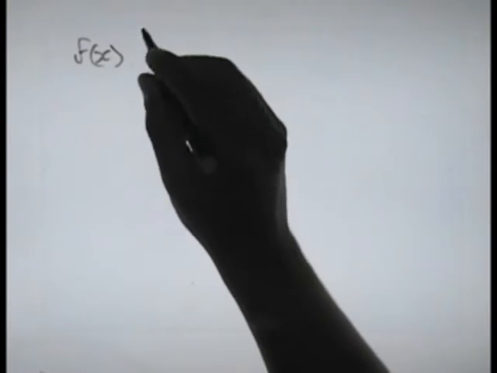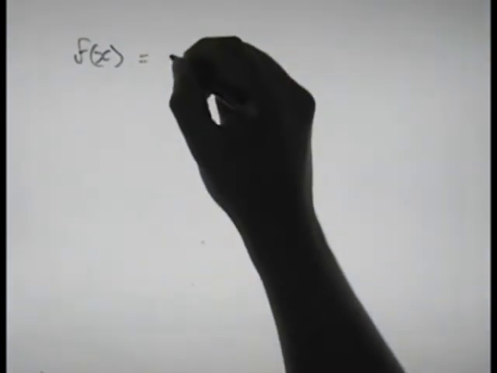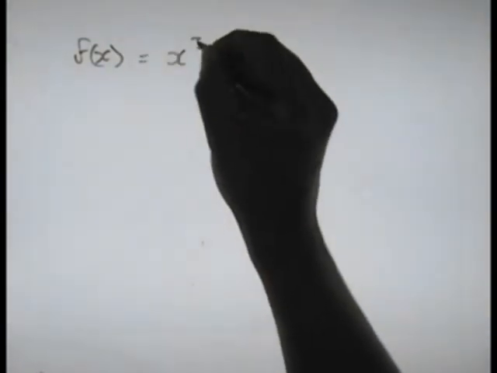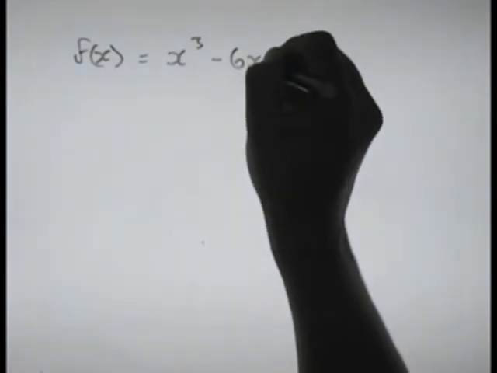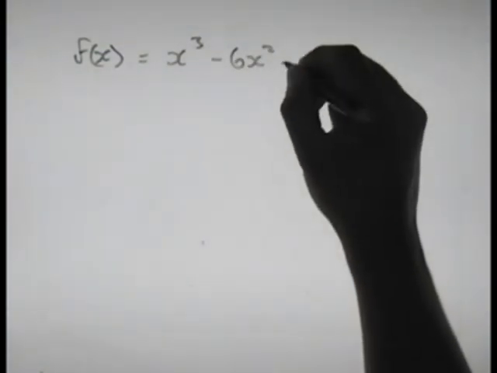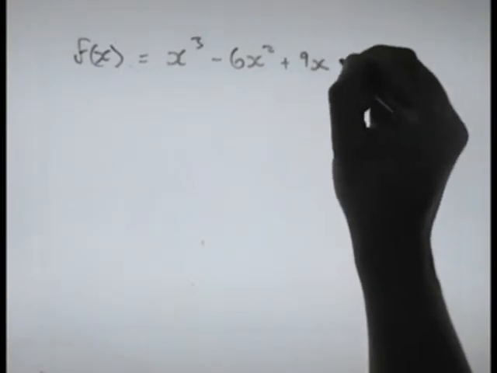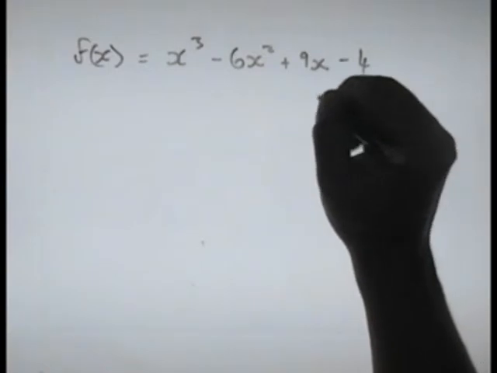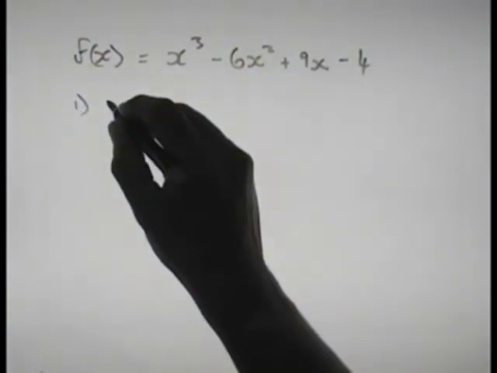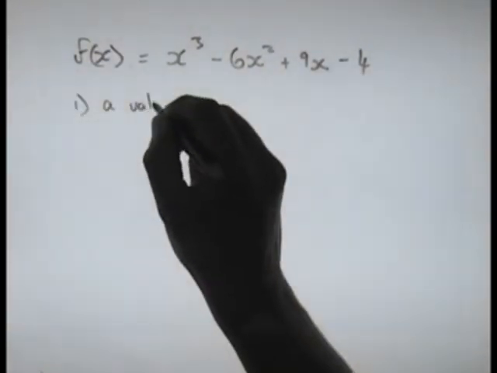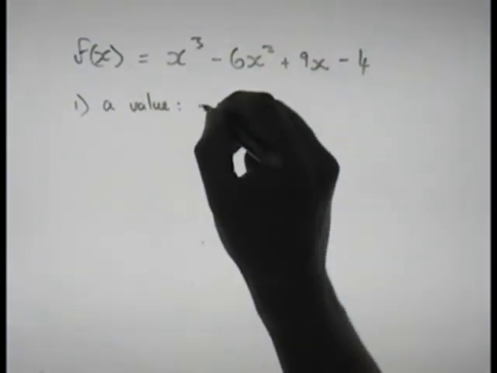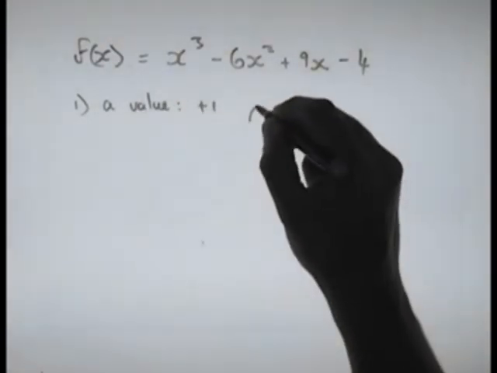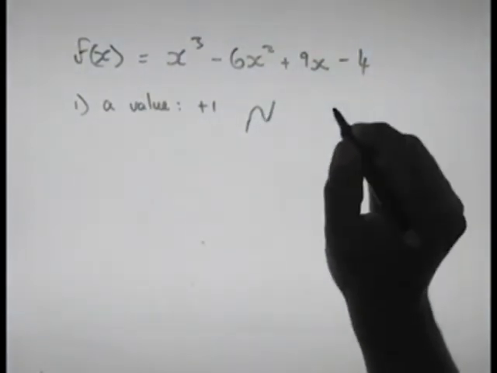Now let us take a look at an example of sketching a third degree graph. The graph we are going to be sketching is f of x equals x cubed minus 6x squared plus 9x minus 4. The first thing I'm going to do is look at my a value. In this case my a value is positive 1. That means my graph is going to take that shape.